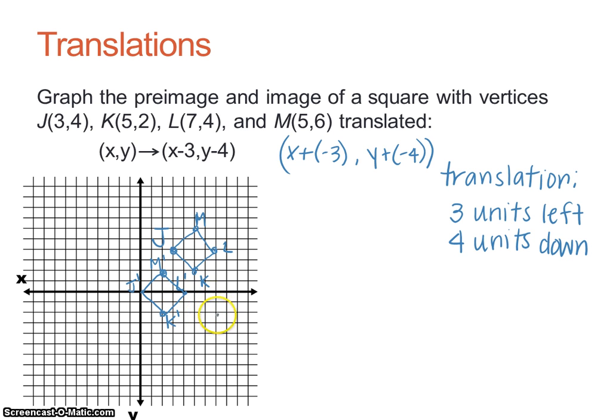Now what's important to realize is that the shape does not change at all when we are translating. Nothing changes, our orientation doesn't change, it's still facing the same direction. We're just sliding it left and down. Alright, so we're going horizontal and we're going vertical with our translations.